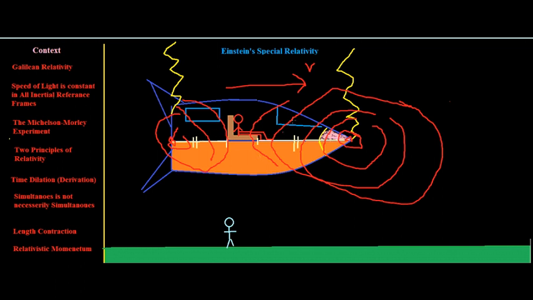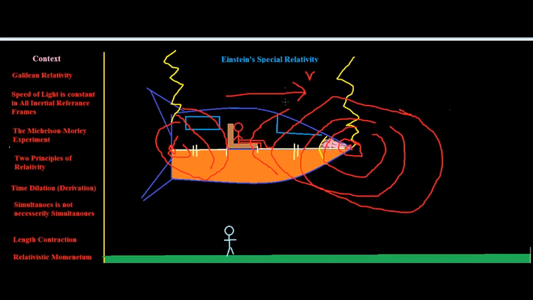But then wait, hold on a second. The speed of light is the same in all reference frames. So how can he see the front light come first before he sees this light? Well, we say that if the spaceship is moving relatively close to the speed of light, then as seen by this observer, the length of the spaceship changes and it contracts.